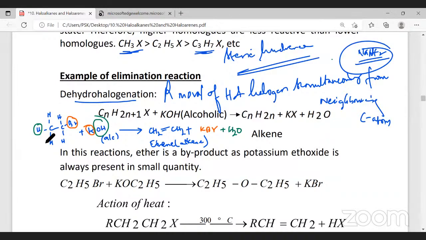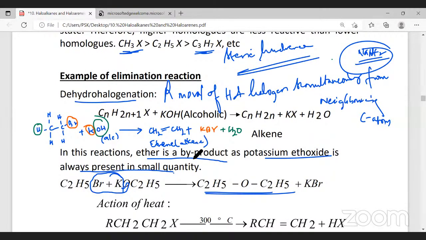All right. Next, in this reaction, ether is a byproduct as potassium ethoxide is always present in small quantity. Now, ethyl bromide reacts with this potassium ethoxide, K and Br get eliminated as KBr. So what you will have is C2H5, O, C2H5. So this is an ether.